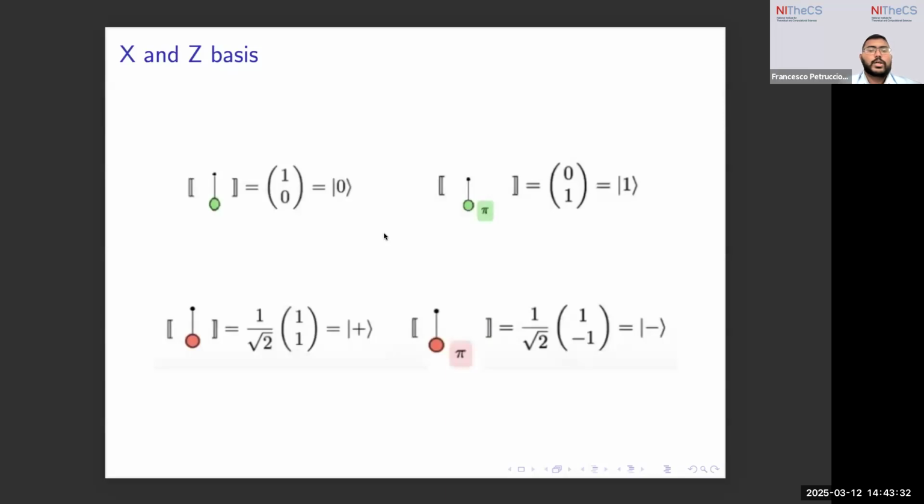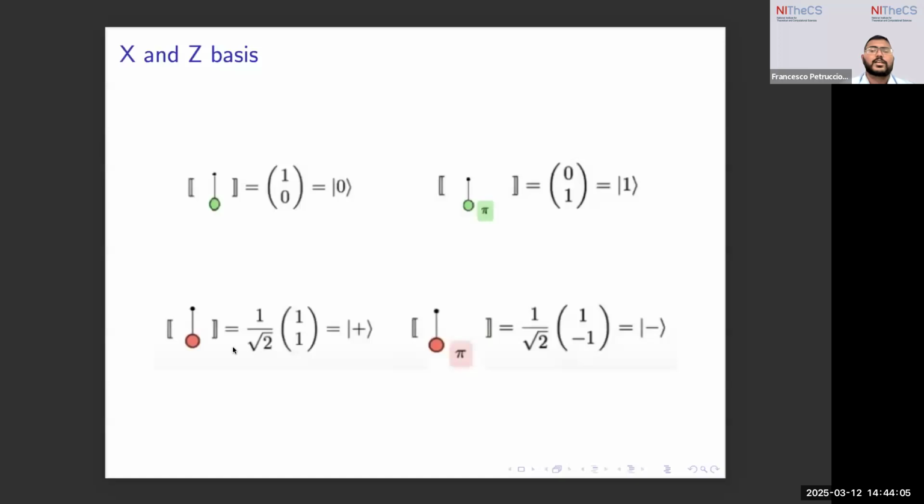We said states were operations with no inputs or identity input, and using these red and green spiders, we can recover our X and Z basis. So our Z basis corresponds to green spiders. For the green spiders, the phases 0 and pi recover our Z basis. And again, the phases 0 and pi for the red spiders recover the X basis.